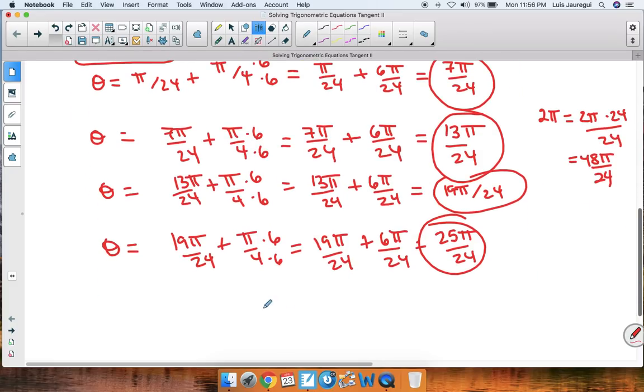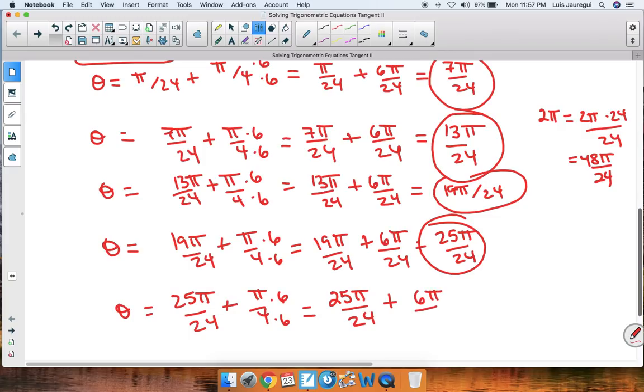Now let's add that angle to the period one more time. So we have 25 pi over 24 plus the pi over 4, which is the period. Let's multiply that by 6 over 6 to get the same denominator. And this is now 25 pi over 24 plus 6 pi over 24, which gives you 31 pi over 24.